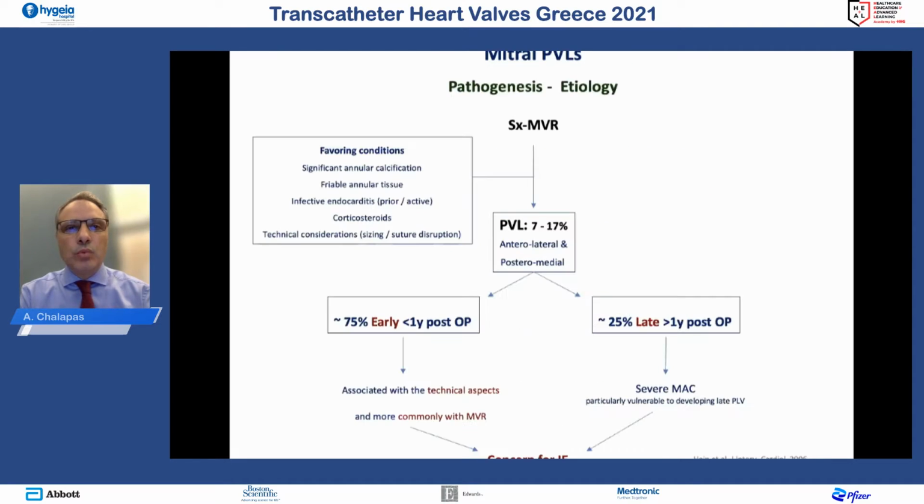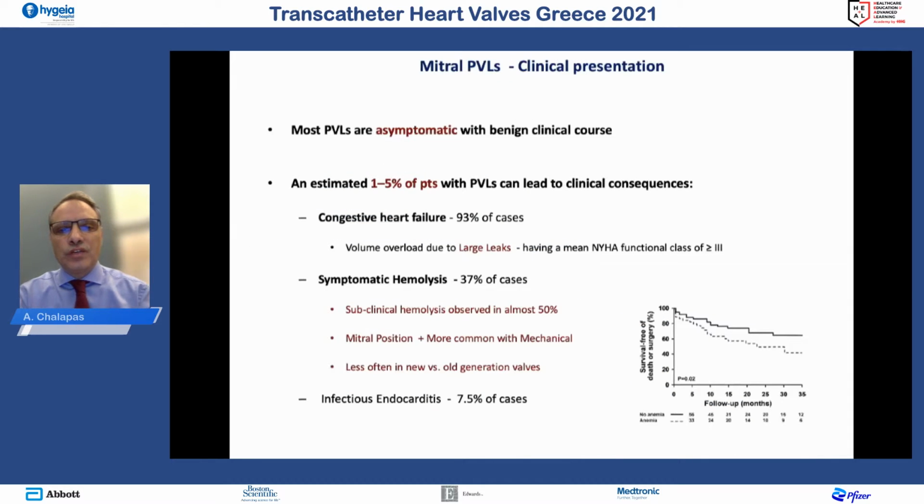with irregular borders. There are several factors that contribute to the development, such as significant annular calcification, fibrous annular tissue, infective endocarditis, or corticosteroids, and of course, there are several technical considerations having to do with sizing of the existing valve and the suture disruption of the existing valve. In most of the cases, the PVLs occur relatively early, in the first year post-operation, in almost 75%, and the rest, 25%, occur late, but in both cases, we always have to be concerned about infective endocarditis.